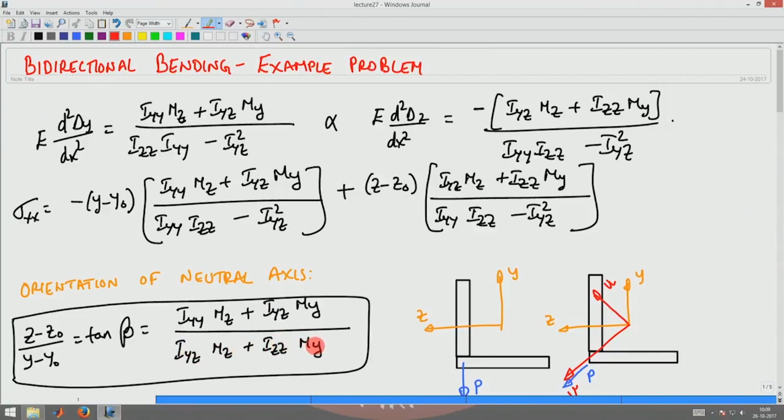In today's lecture, we will apply these concepts to solve two problems. One is an equal angle loaded about one of its legs like this, and an equal angle loaded about one of its principal axes like that. So this is what we are going to do in today's lecture.